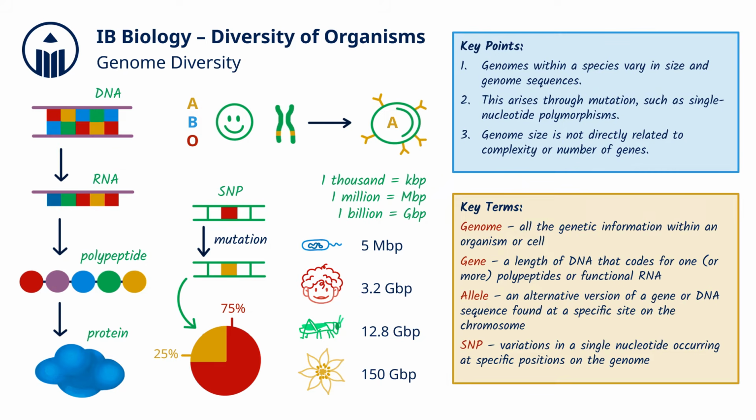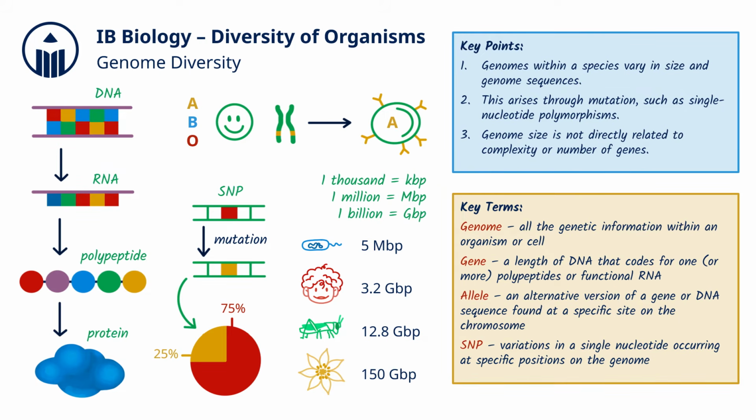Single nucleotide means that only one nucleotide base is changed in a sequence. Polymorphism means multiple forms. So, SNPs are sites where there are multiple alleles of a gene that differ by one nucleotide base, seen in at least 1% of the population. 75% of people may have the original adenine, while 25% have the mutated cytosine.